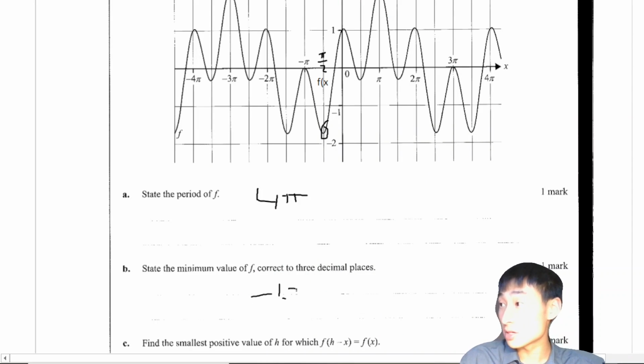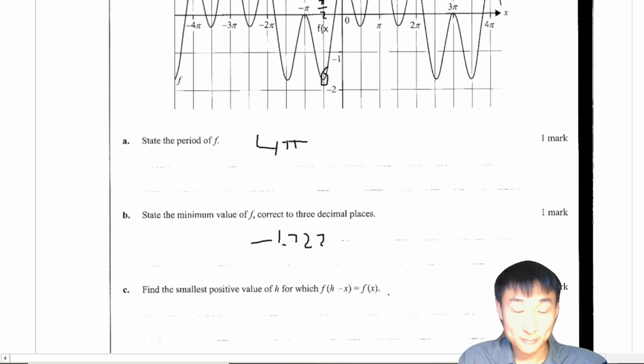It's minus 1.722. So find the smallest possible value of h for which h minus x is equal. Okay, so what transformation has happened here? This is x dash is equal to h minus x, equals minus x plus h.